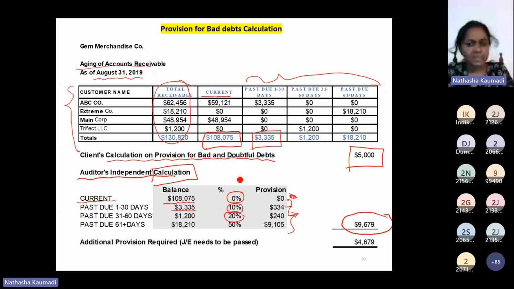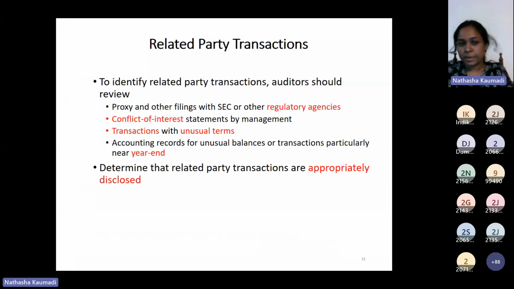But the client has computed the provision for bad and doubtful debts as 5,000. So in this case, we need to provide more. As per the auditor, it is 9,000, but the client figure is 5,000. So an additional provision is required for 4,000. So this is how simply we are verifying this provision for bad and doubtful debts. Remember that.